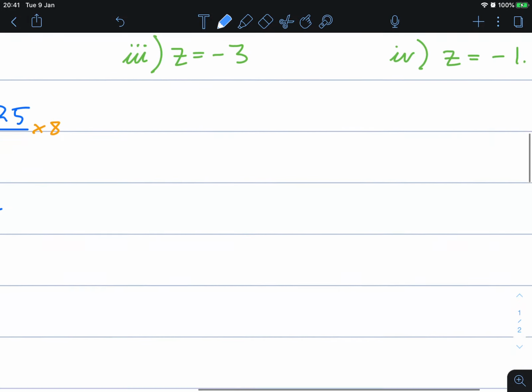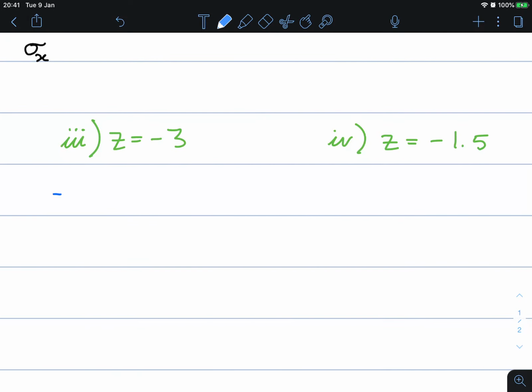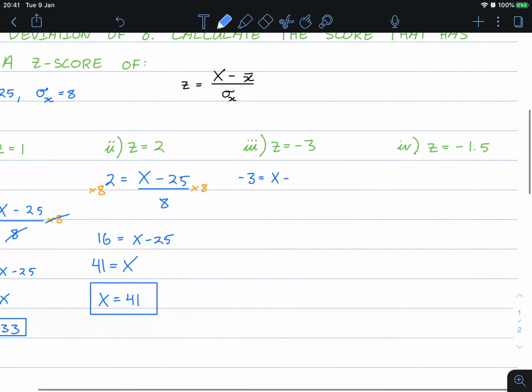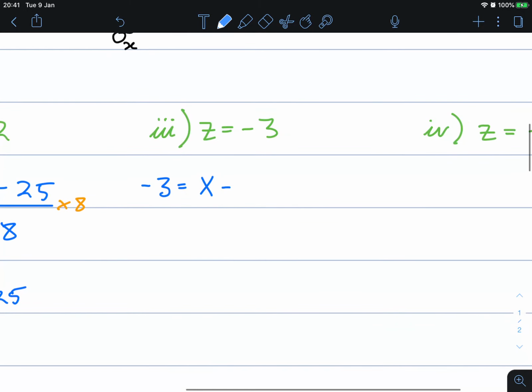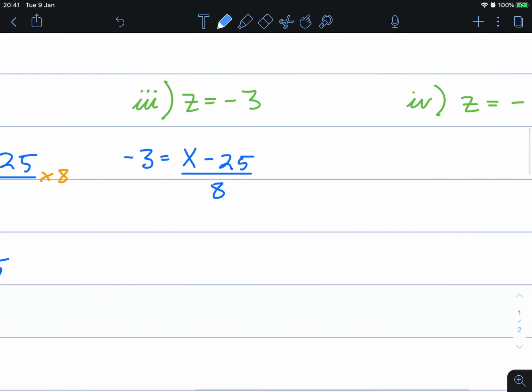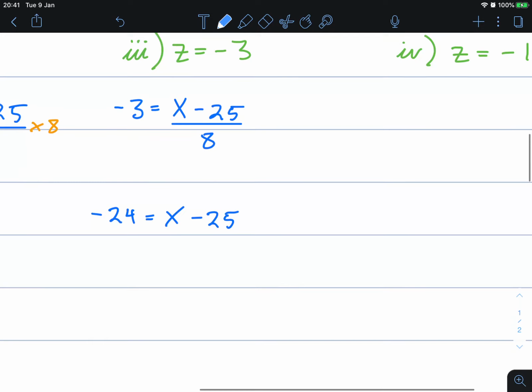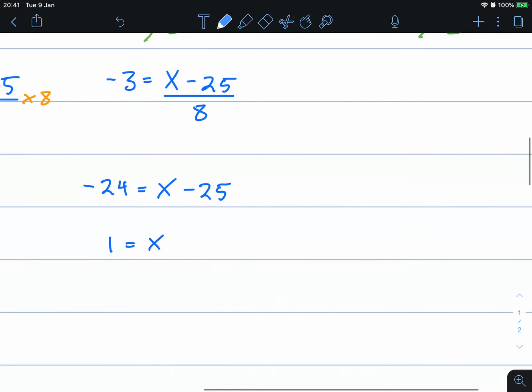Let's do this again. This time we have a negative 3, so let's solve this. Negative 3 is equal to capital X minus the mean of the score, which is 25, minus 25 over 8. Multiplying both sides by 8, we get negative 24, it's negative because of the negative 3, equals X minus 25. Adding 25 to both sides, we get 1 is equal to X, or X equals 1.